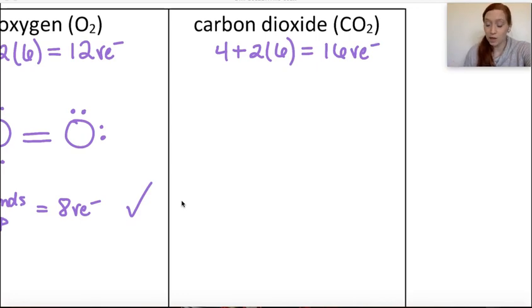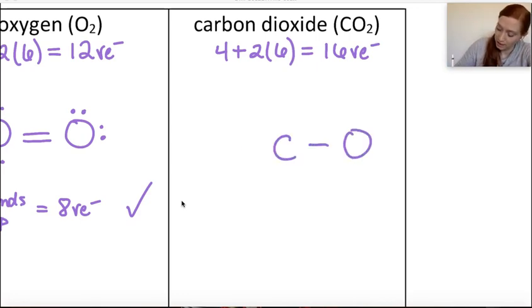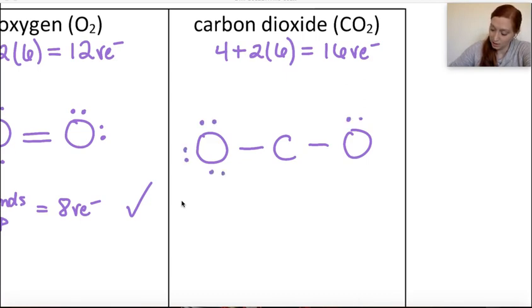Carbon's going to go in the center. There's only one of them, and it also has a lower electronegativity compared to oxygen. That's going to use up 4 of my 16 electrons. I'm going to start placing the rest of my valence electrons around, starting on the outside atoms, which are my oxygens. So 4 already. There's 6, 8, 10, 12, 14, 16. Great.